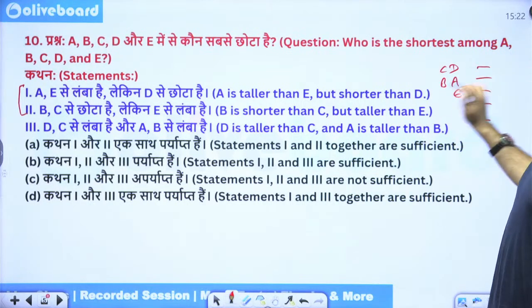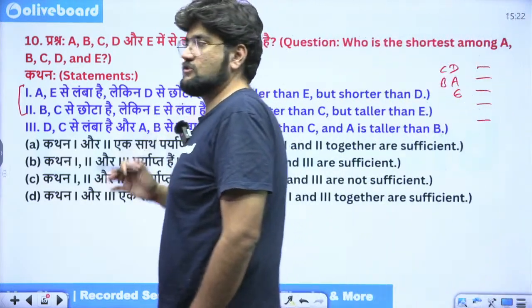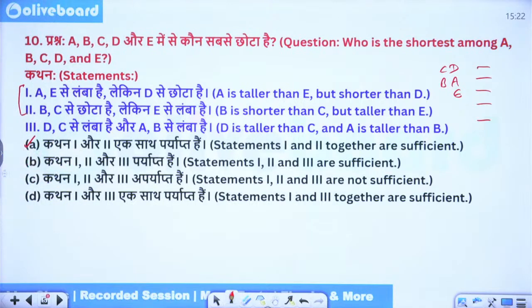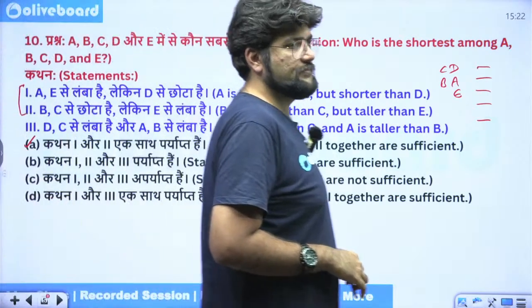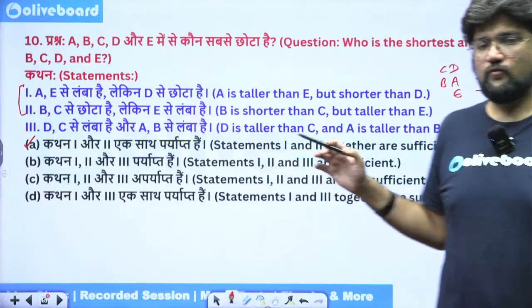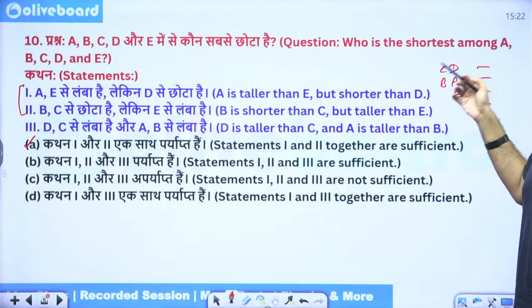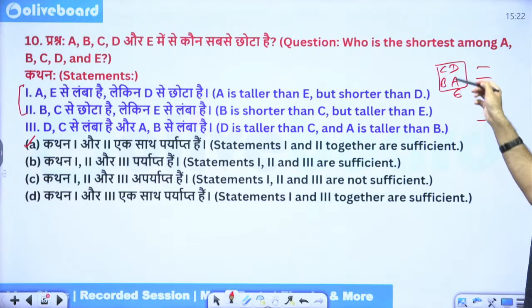Now, even officially, if you look at this question, incorrect answers are mentioned online. But technically, this is my correct answer. I have found that 1 and 2 together are sufficient to answer the question. Why? Again, a lot of you feel that you need to arrange this whole thing. I don't know anything about C, D, B, A. Yes, but you know that all of them are taller than E.